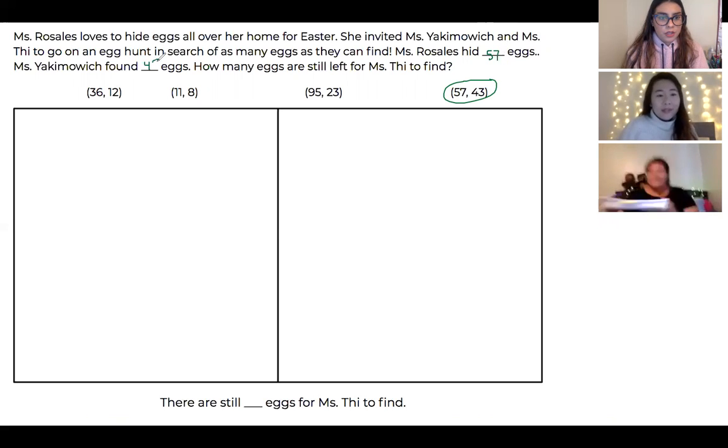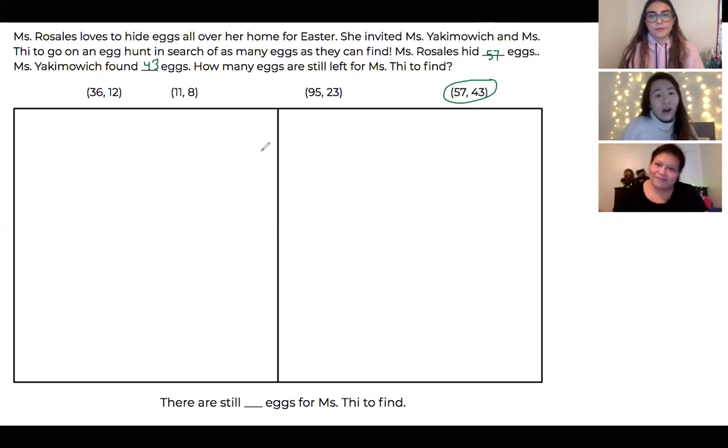Yes. Miss Rosales loves to hide eggs all over her home for Easter. She invited Miss Yakimowicz and Miss T to go on an egg hunt in search of as many eggs as they can find. Miss Rosales hid 57 eggs. Miss Yakimowicz found 43 eggs. How many eggs are still left for Miss T to find?